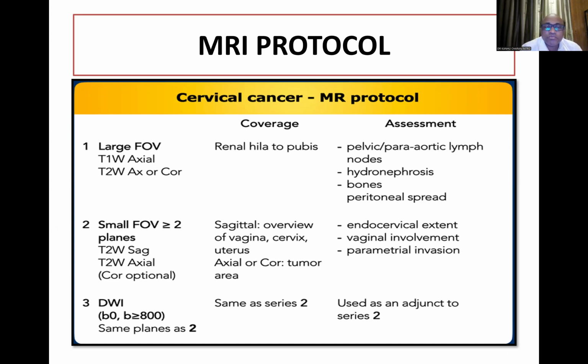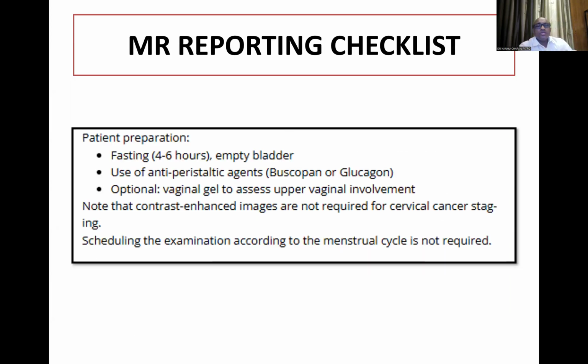But a small FOV is required in sagittal, coronal, and axial planes to understand the tumor, vaginal involvement, cervix involvement, endocervical extension, and parametrial invasion. Diffusion weighted imaging is required to understand the exact disease and the hyperintense area, as well as the response assessment. Mostly fasting of 4 to 6 hours and an empty bladder are needed if you are using contrast.